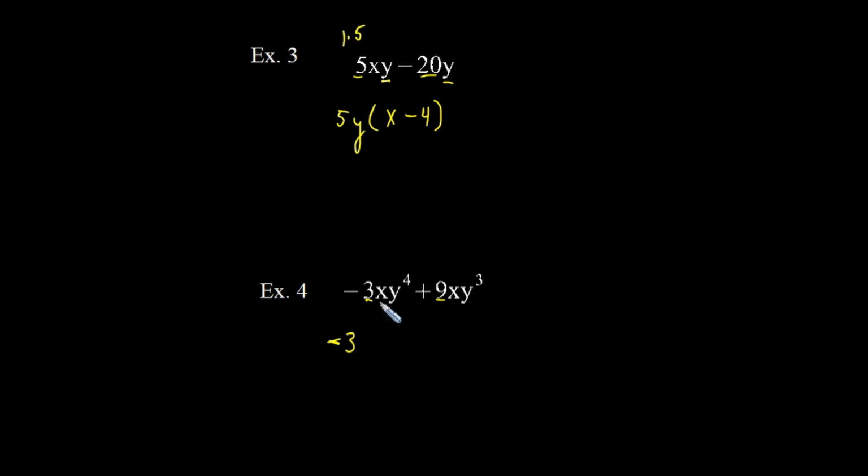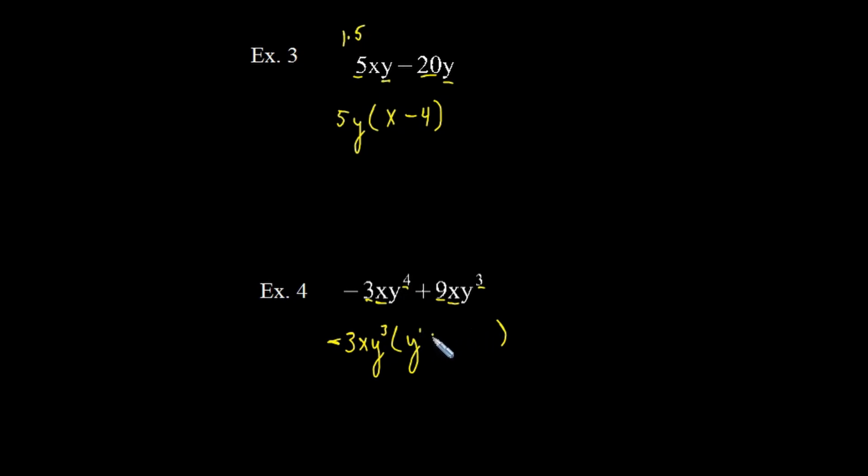And then as we inspect the variables, we have an x in both terms, so we can factor out the x, and then there's 4 y's in the first term and 3 in the second, so we can factor out a y cubed. And so that will leave us with a y in the first term, because negative 3 divided into negative 3 is a 1 coefficient.